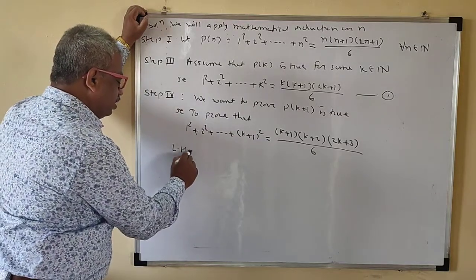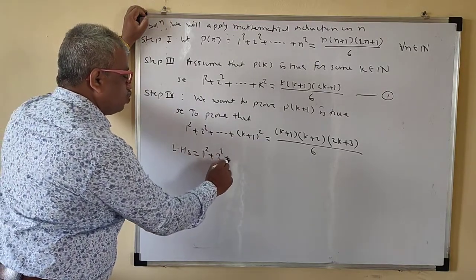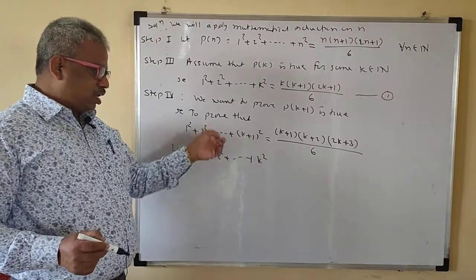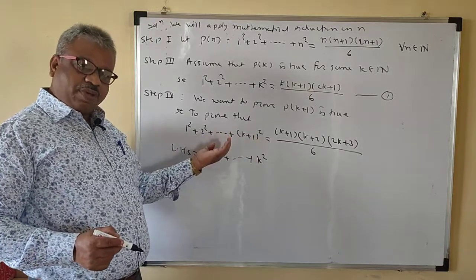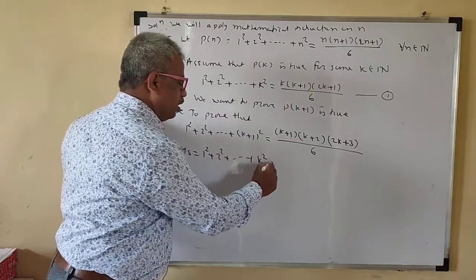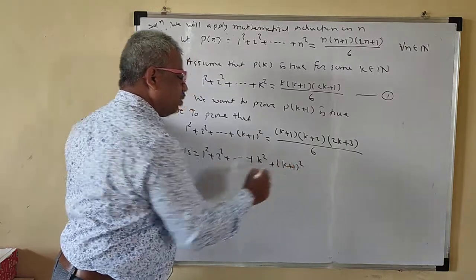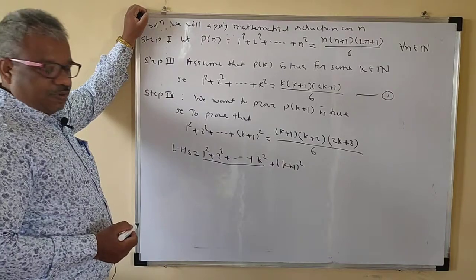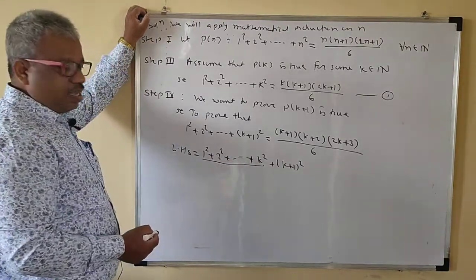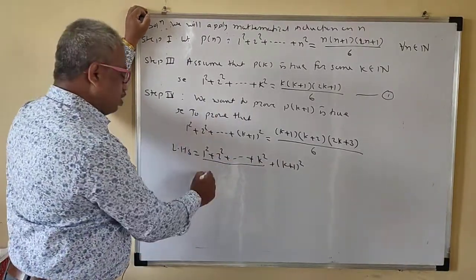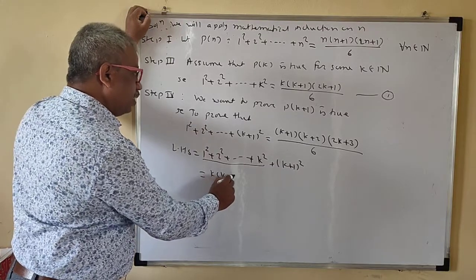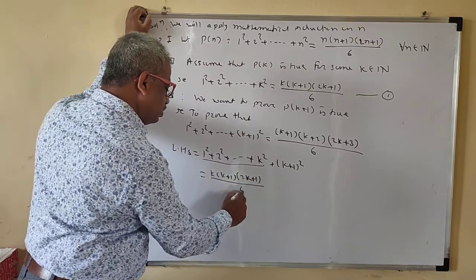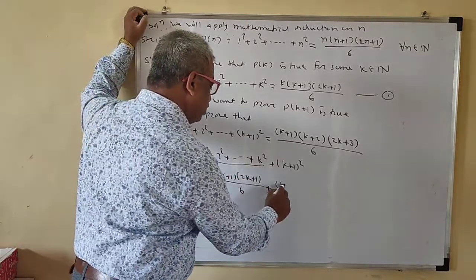So your LHS is equal to what? 1 square plus 2 square plus dot dot dot, the k square is there. This term is increased by 1. What is the previous term of k plus 1 square? It is the k square plus k plus 1 square. Right? By step 3, you have the sum of the first k terms. Right? You have this. So what is that? That is k plus 1 twice k plus 1 upon 6 plus k plus 1 square.